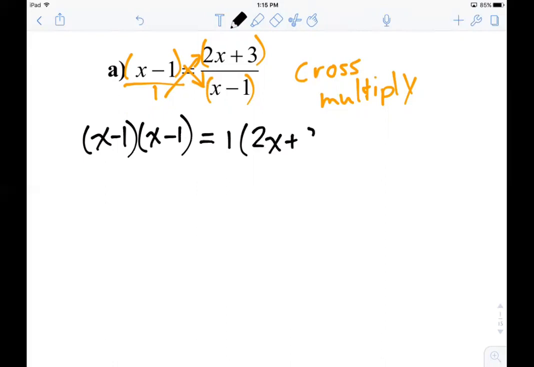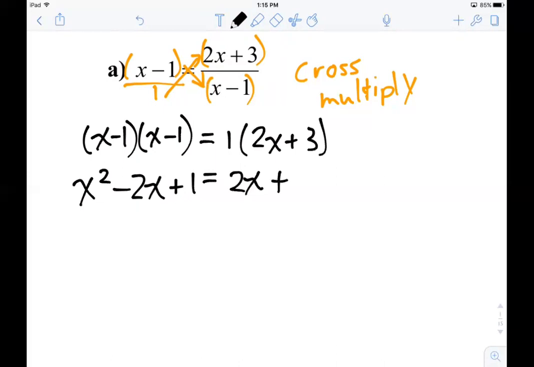So you might even realize that in my next step, I'm just going to be able to get rid of these brackets on the right side, and it'll just be 2x plus 3. On the left side, though, I've got some expanding to do. So when I multiply all that out, I would get x squared, and then after a little bit of simplifying, you'd get x squared minus 2x plus 1. And on the right side, as we mentioned, we just have 2x plus 3.